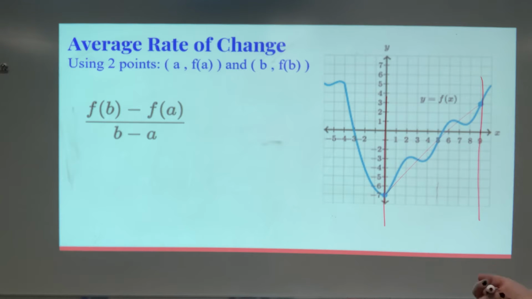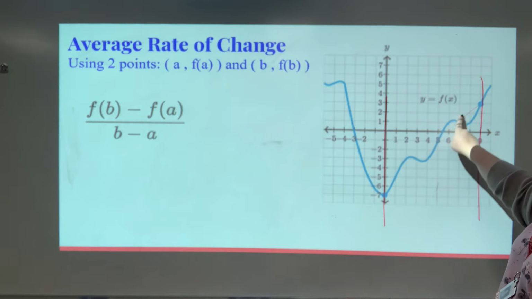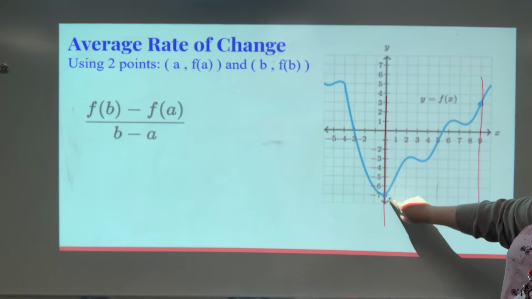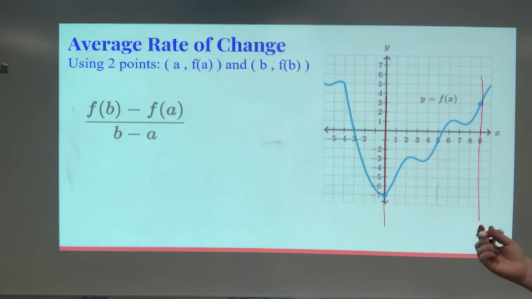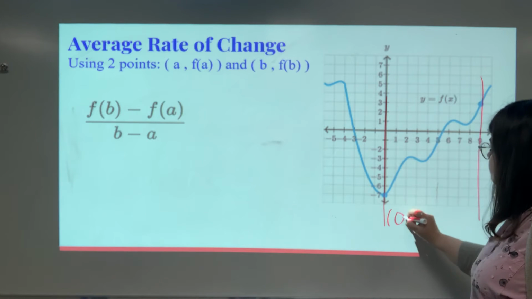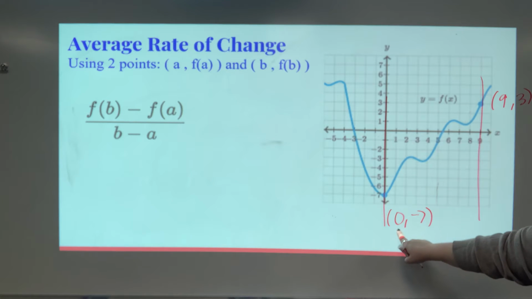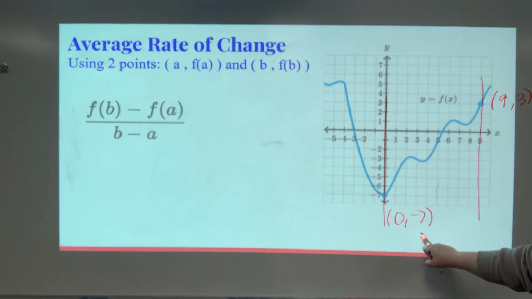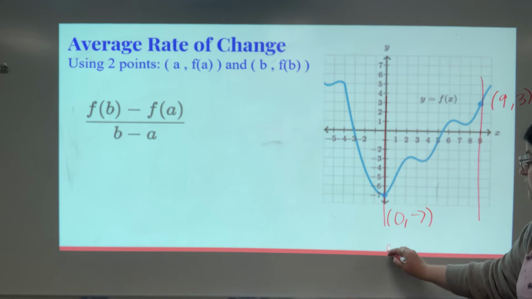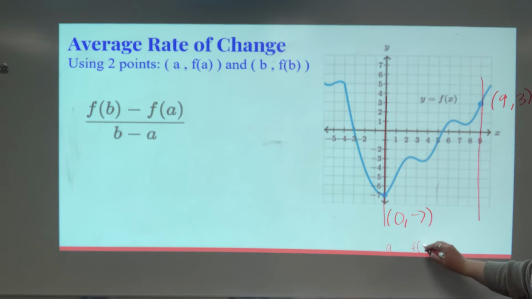So if I want to use these 2 points, I can look at these 2 points where my function is defined on this interval. So my first point would be down here at 0, -7. And my second point up here is at 9, 3. So again, this is kind of like our A and f of a, and maybe you want to even write that down there. So this is our A, and this is f of a. I'm making that little note.